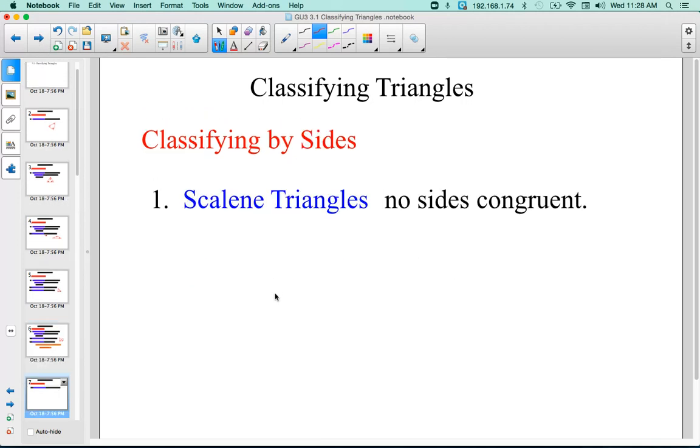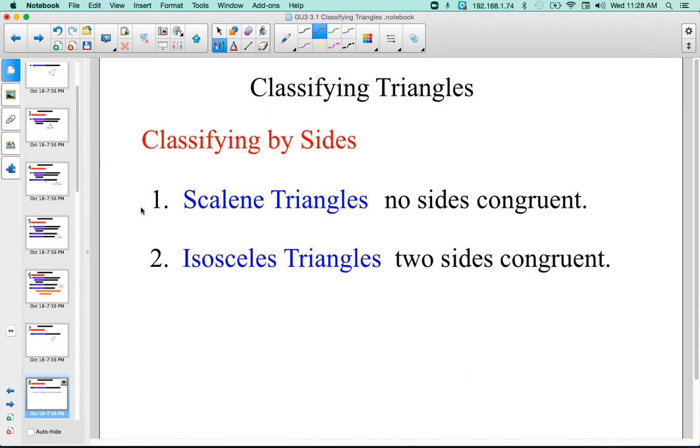You can also classify triangles by sides. The first one is a scalene triangle. That's where no sides are congruent. So here we've got three different side lengths. This is a scalene triangle. A lot of times we'll mark them with these hashes to show that they're not congruent. An isosceles triangle, that's when you have two sides that are congruent. So if we had two sides congruent and a third that's not, this is an example of an isosceles triangle.